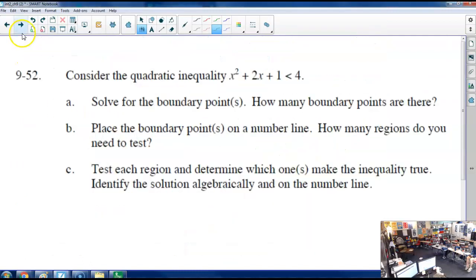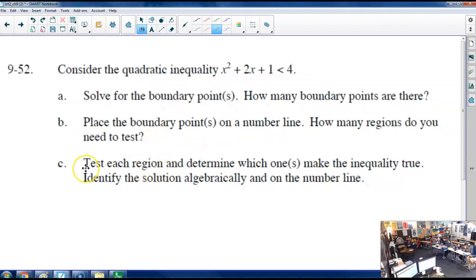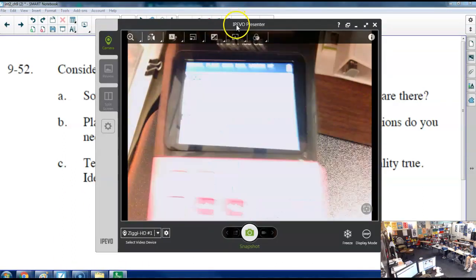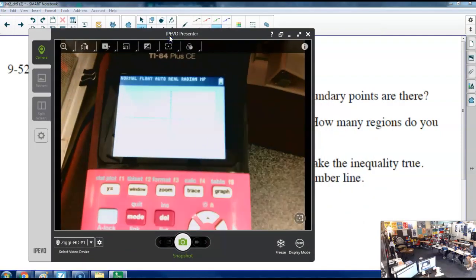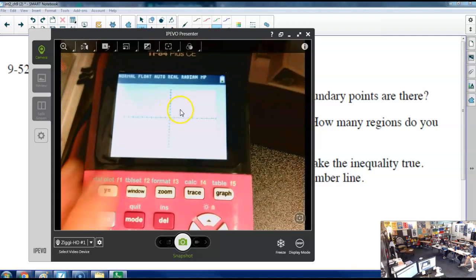Let's try another one. Oh wait, now I messed up with all my windows. Go back to y equals, clear it. Hold up. Go back to zoom, go down to 6, hit zoom standard. That's going to reset your zoom. We fixed it. Okay. Now, it shouldn't be graphing anything right now because we deleted the graph.